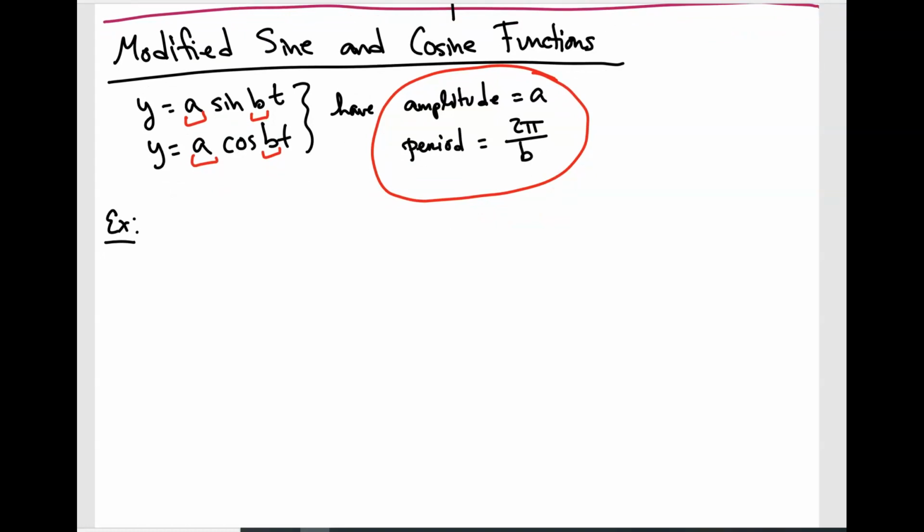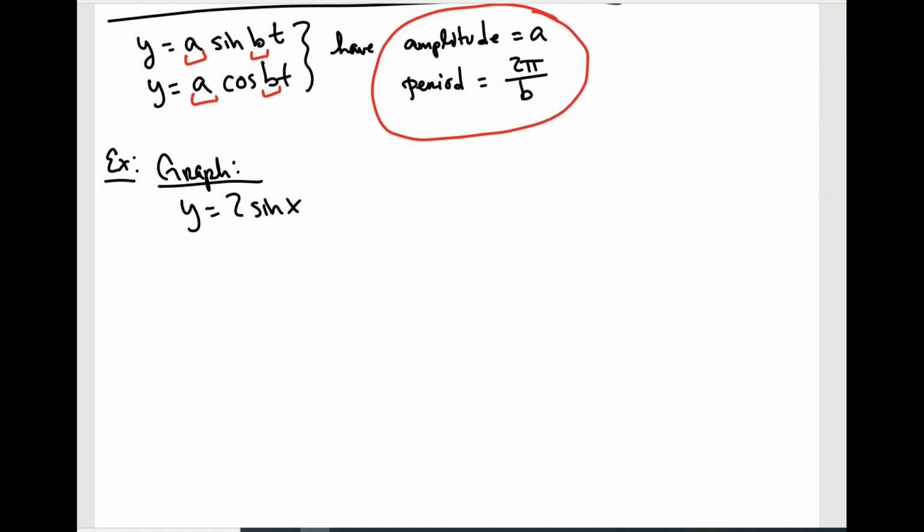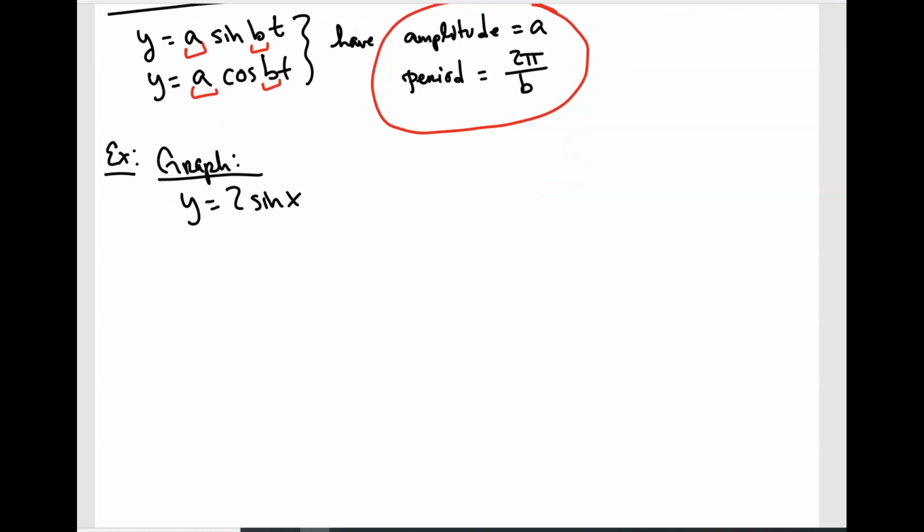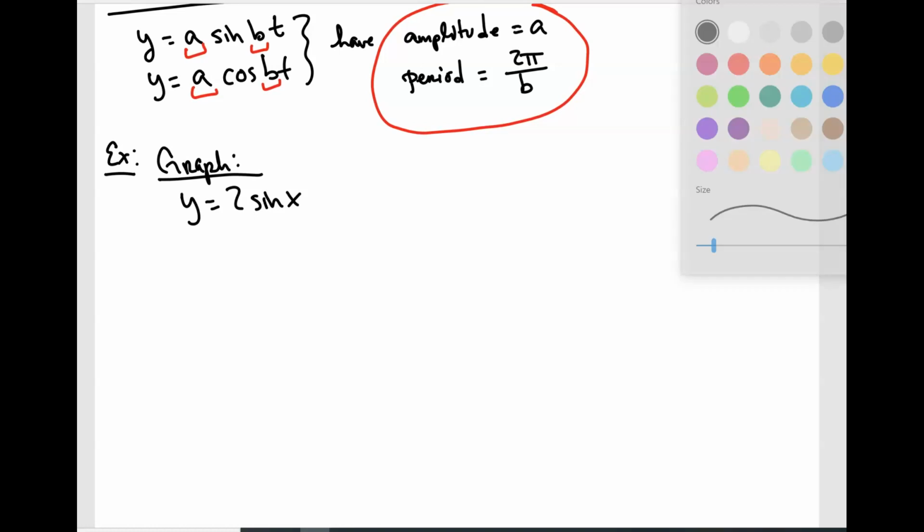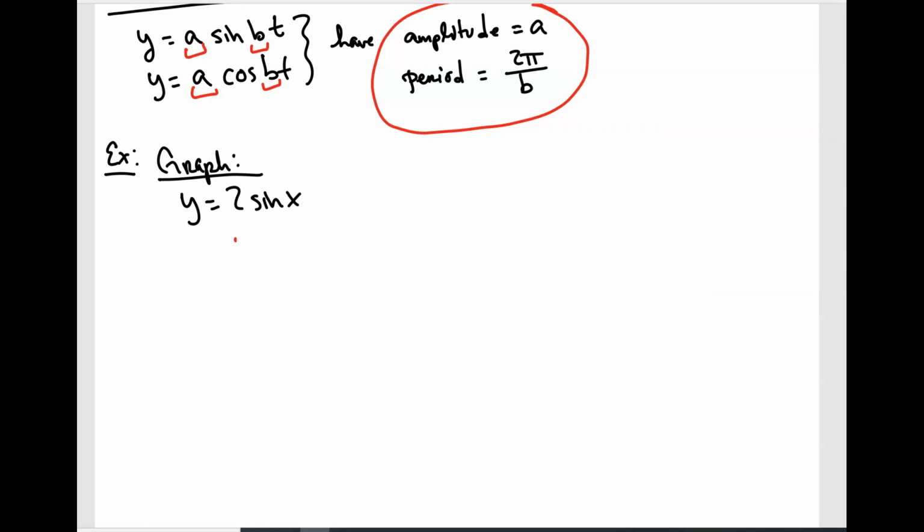Let's say, for example, we want to graph y equals 2 sine of x. How would you graph something like that? Notice a couple of things. The amplitude is being multiplied by 2, so the amplitude is equal to 2. It's not equal to 1 anymore. Has anything happened to the period? Nothing has happened to the period. It's still the same, x is still the same. So no change in period.